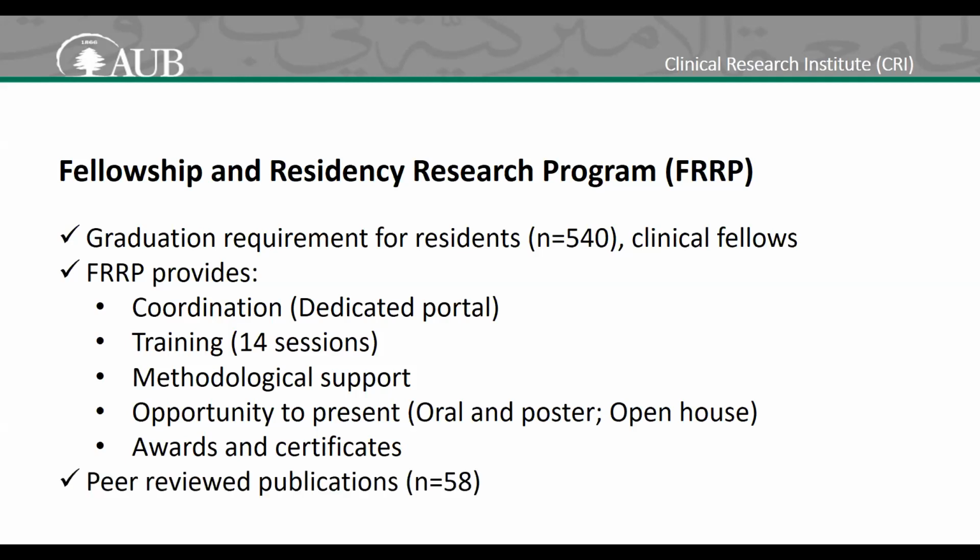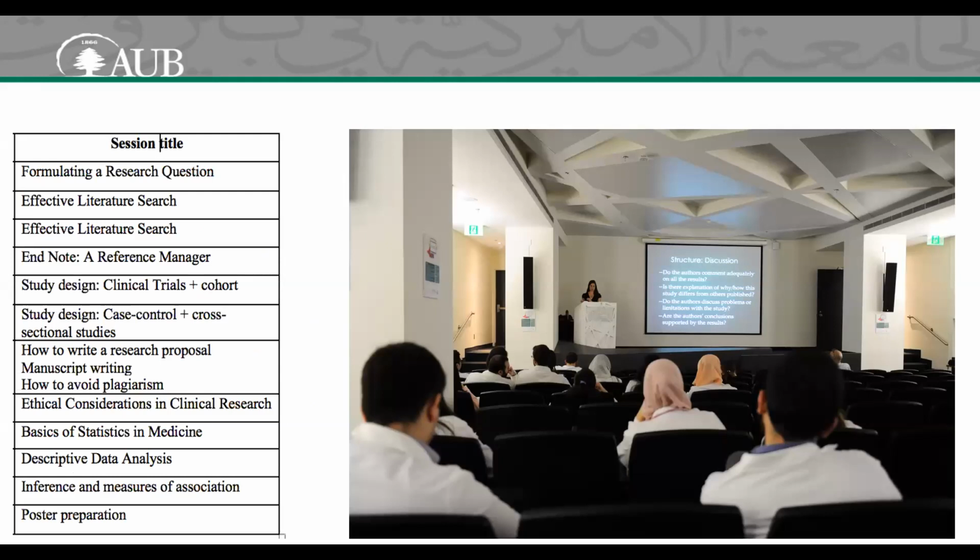So far, up to last academic year, participants in this program have published a total of 58 peer-reviewed publications. And this is the list of sessions we provide them with that cover, again, different types of research design, different kinds of skills in terms of literature search, analysis, and statistics.